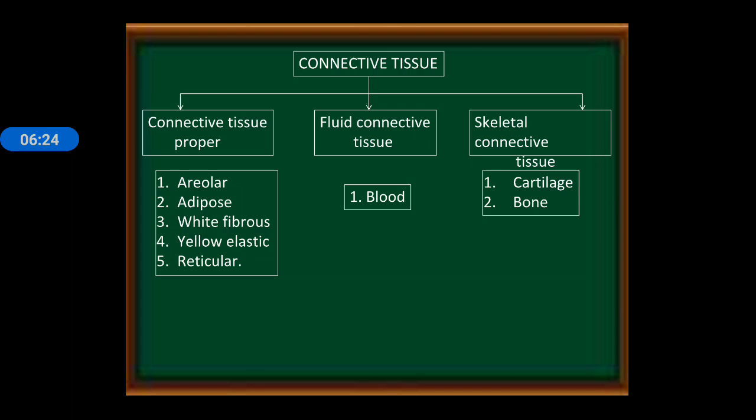Connective tissue proper contains areolar tissue, adipose tissue, white fibrous tissue, yellow elastic and reticular tissue. And fluid connective tissue is further having the example of blood. And skeletal connective tissue is cartilage and bone.